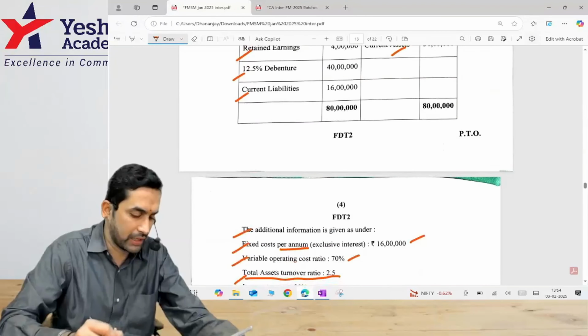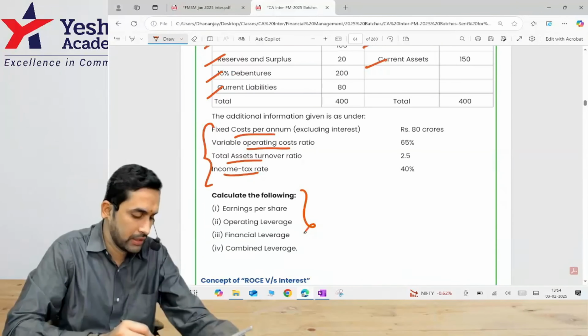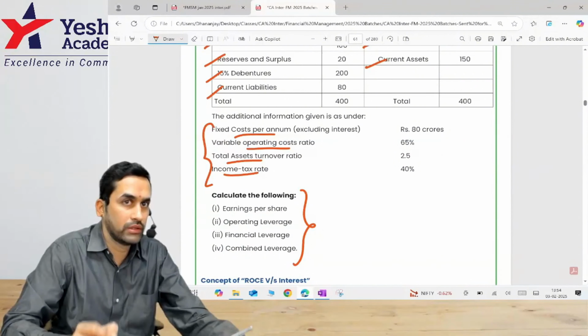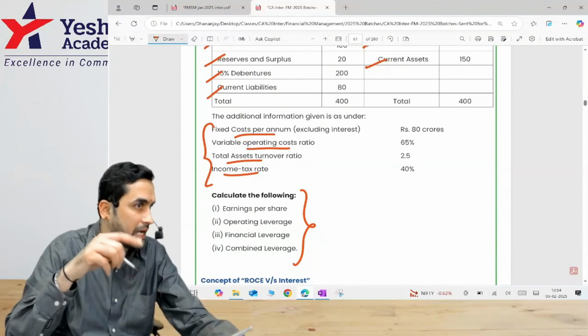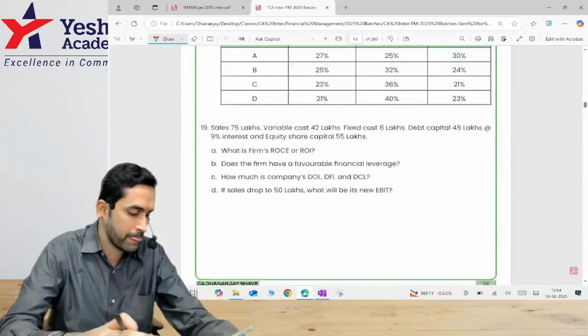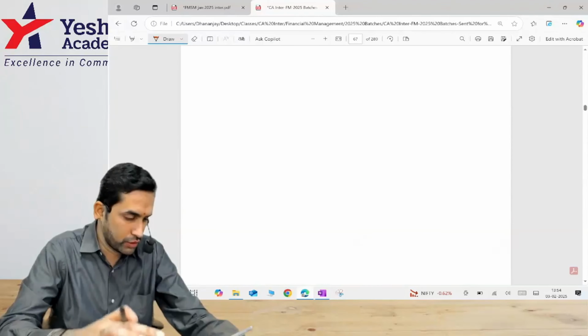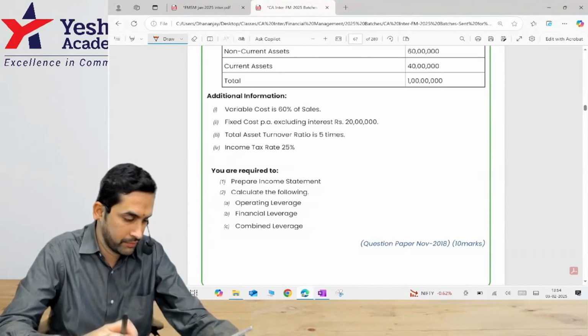You are required to calculate 4 things: EPS, DOL, DFL and DCL. Calculate the same 4 things we have done in class, and similar questions I'd asked you to practice at home also. On screen you can see there were questions in part B.